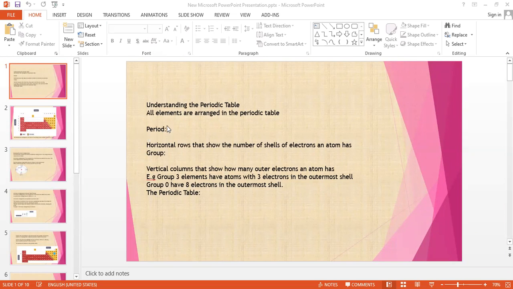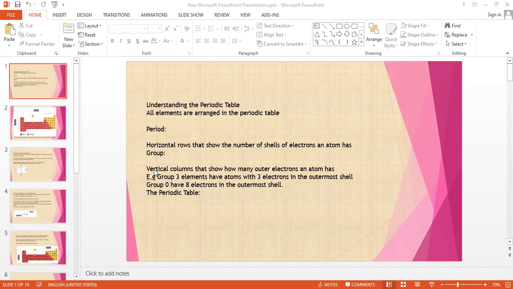You know, a period is a horizontal row that shows the number of shells of electrons an atom has. So this is called a period. The different types of electrons are arranged in the horizontal rows, which is known as a period in the periodic table, and a group is a vertical column that shows how many outer electrons an atom has.